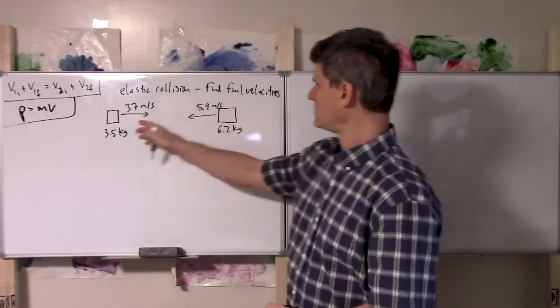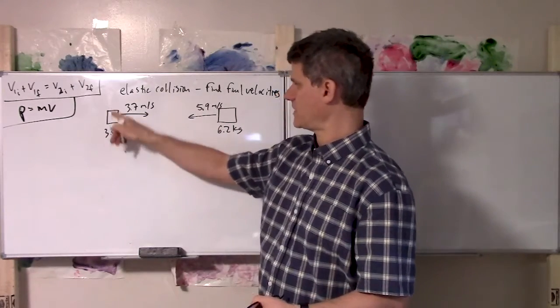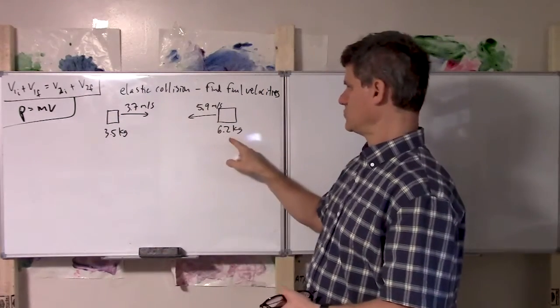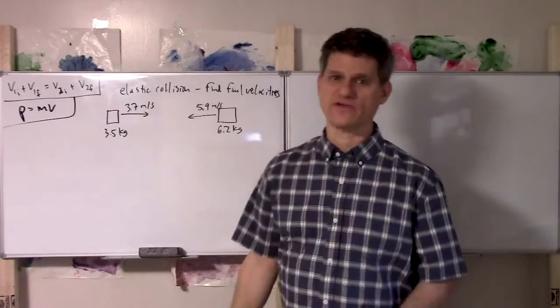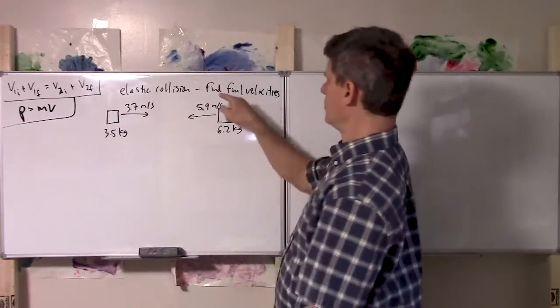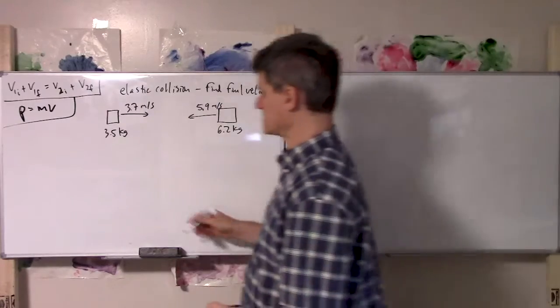So the problem I have here is a 3.5 kilogram block going to the right at 3.7 meters per second, and a 6.2 kilogram block going to the left at 5.9 meters per second. They collide, they bounce off of each other. What are the final velocities? All right, so let's start with momentum.